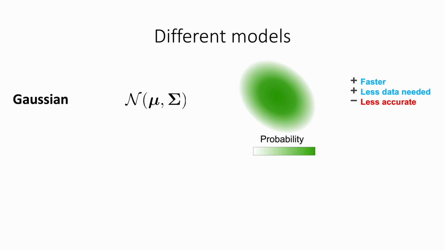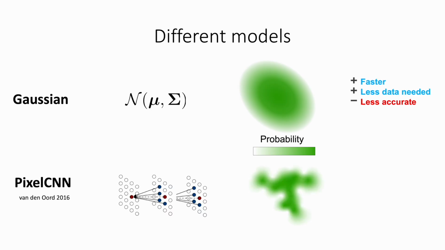We developed several models for our estimator. One was based on a Gaussian process. It is fast and requires less data, but is less accurate. Another was based on a pixel CNN neural network. It requires more resources, but produces more accurate estimates.